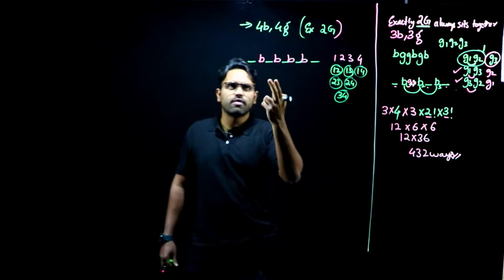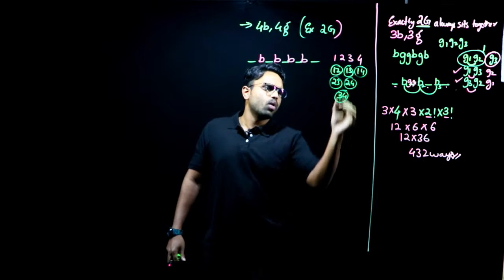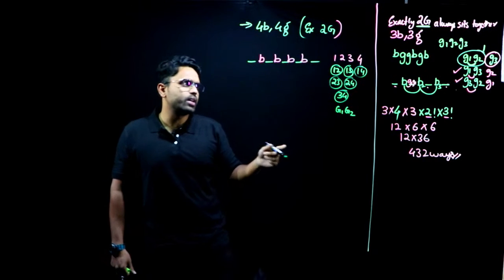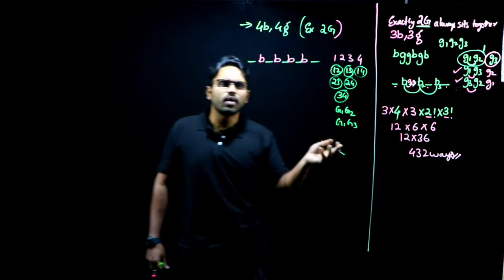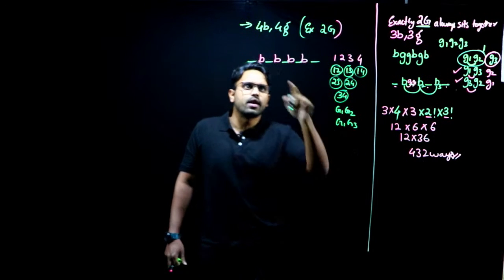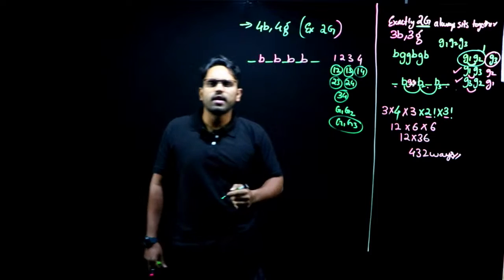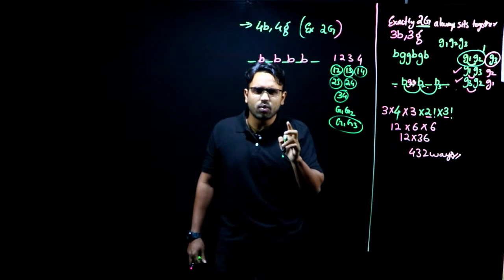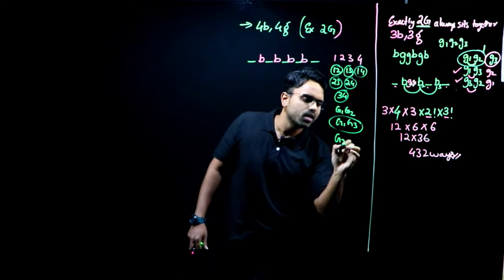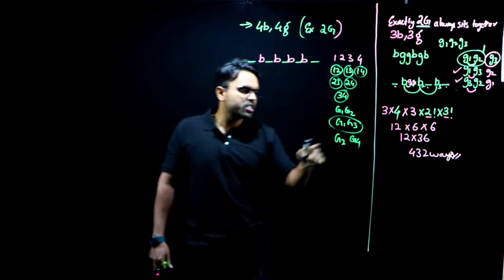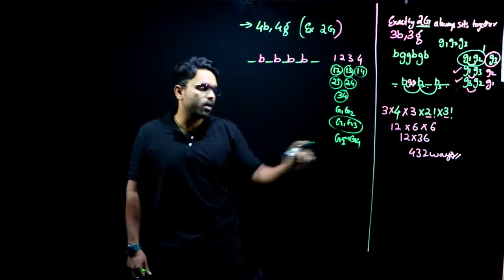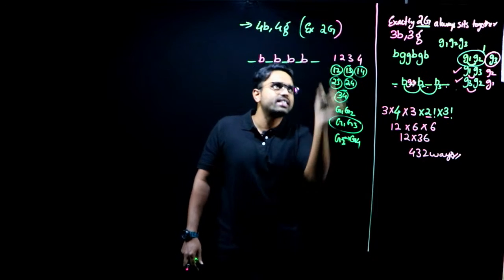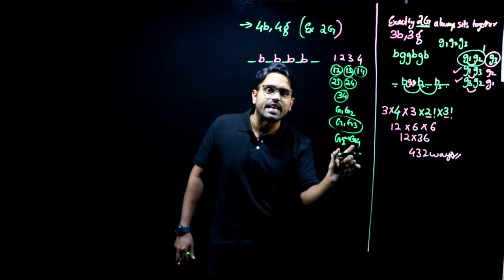What will it be? Listen carefully. 1 and 2 means girl 1 and girl 2 are sitting together. This means girl 1 and girl 3 are sitting together. This means girl 1 and girl 4 are sitting together. Now take up any one among them. Let me take girl 1 and girl 3. When girl 1 and girl 3 are sitting together, exactly 2 girls are sitting together, meaning the other 2 girls, girl 2 and girl 4, should not be sitting together. These 2 cannot sit next to each other.